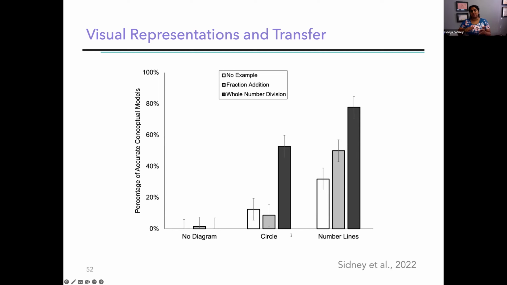So again, we see both a number line advantage and a warm-up advantage, but then no effect of the warm-up at all when there's no diagram, which may suggest that a visual representation may be a necessary component for this kind of implicit support for transfer.